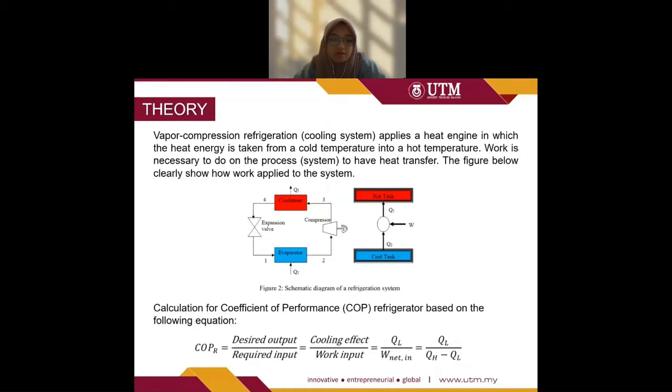For the calculation, the coefficient of performance of a refrigerator is based on the following equation, as we have learned in thermodynamics. COP_R, for the refrigerator, is equal to desired output divided by required input, equal to cooling effect divided by work input, equal to QL divided by W_net,in, equal to QL divided by QH minus QL.